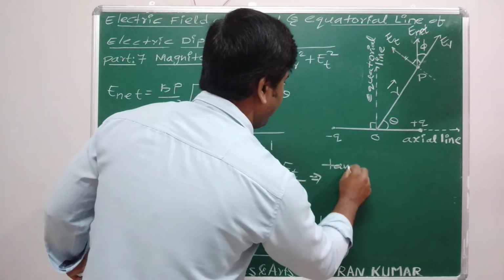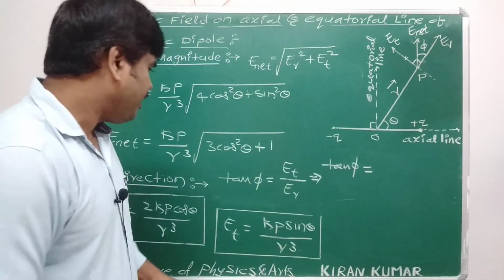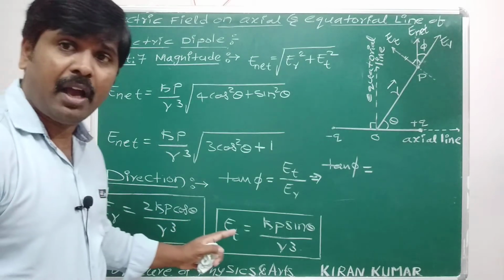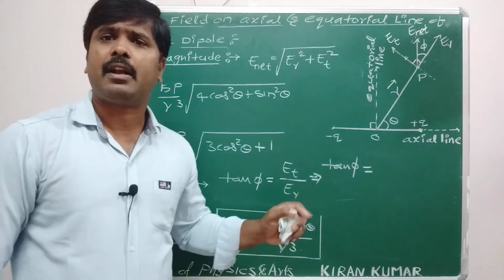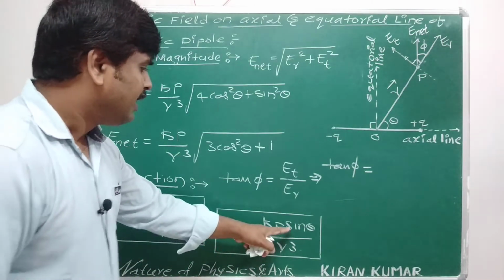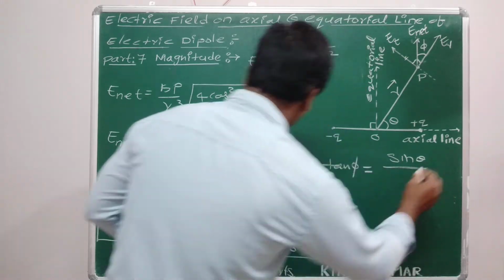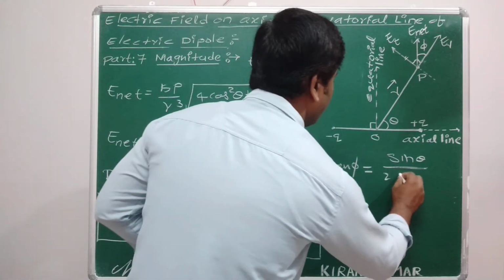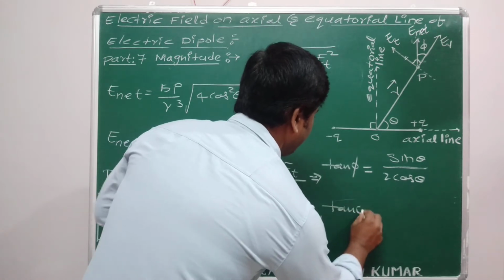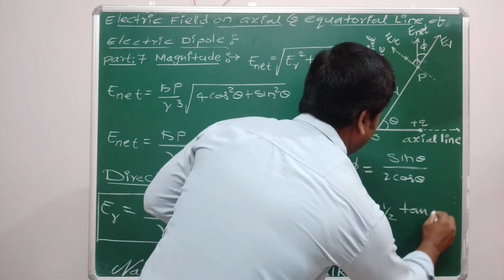Tan phi is equal to E_T by E_R, in which also Kp by R cube is common in the numerator and denominator and cancels. So the resultant equation is, numerator sin theta divided by denominator 2 cos theta. So tan phi is equal to 1 by 2 tan theta.